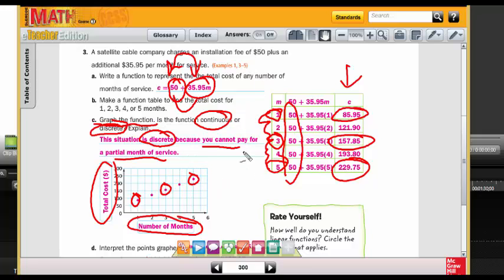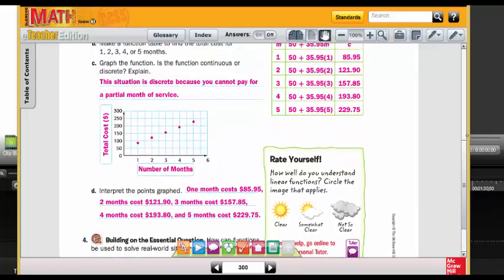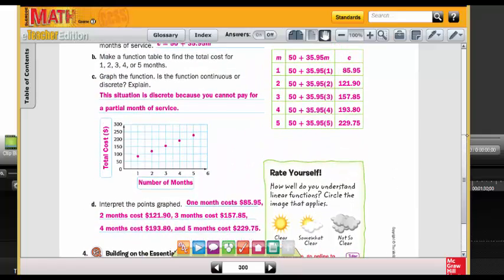They're never going to allow that. You need to pay for whole months in every case. In fact, even if you move, my suspicion is they would not give you money back. So this is indeed discrete data. It's going to be in multiples of 35.95, plus, of course, that y-intercept of 50. Now, the last thing that it says is interpret those points graphed. Well, we have these points right here. We have the point 1 and 85.95. So 1 month costs $85.95. 2 months costs $121.90, etc., etc.